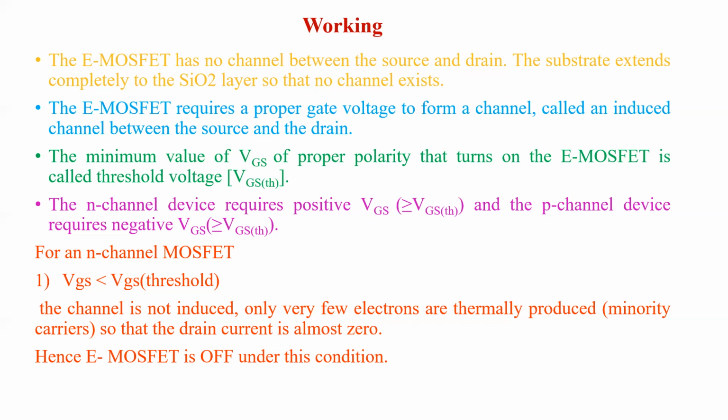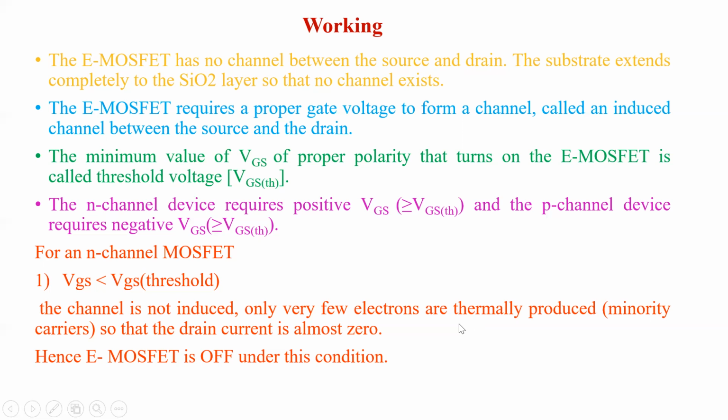For an N-channel device, it requires positive voltage. We are doing the analysis for N-channel, but in case of a P-channel device, we have to apply negative voltage. So for an N-channel device, when we apply positive VGS, that will create the channel. Sorry, I mean to say that when VGS is less than VGS threshold, the channel is not induced. Only very few electrons are thermally produced, so the drain current is almost zero. So there is no channel induced.